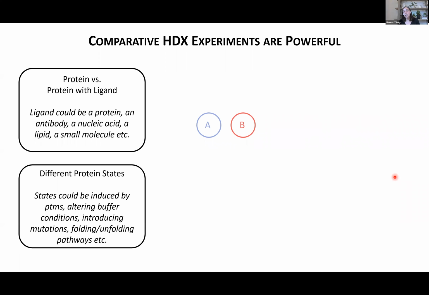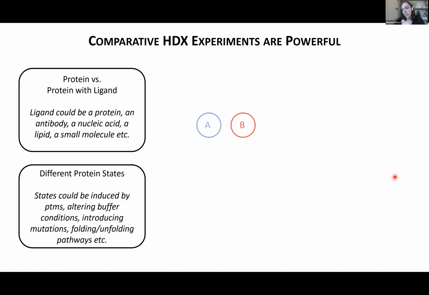So what does a typical experiment look like in my lab? Well, a lot of the experiments we do, and all of the systems I'm going to present today, are bottom-up experiments, which means we're looking at the peptide level, and they're also comparative experiments. Now, comparative experiments are amongst the most powerful in HDX.